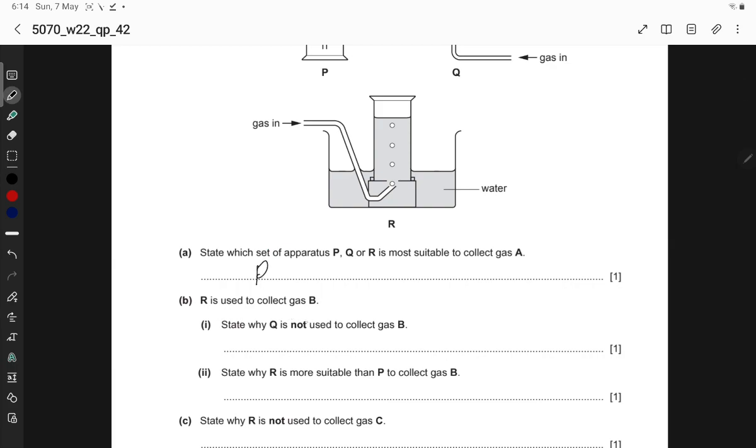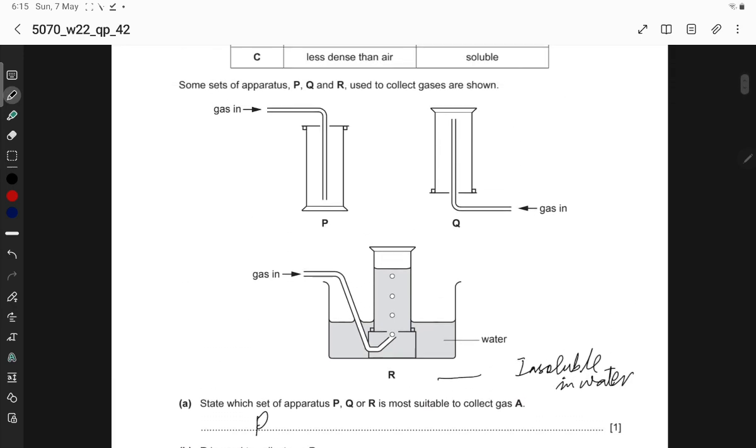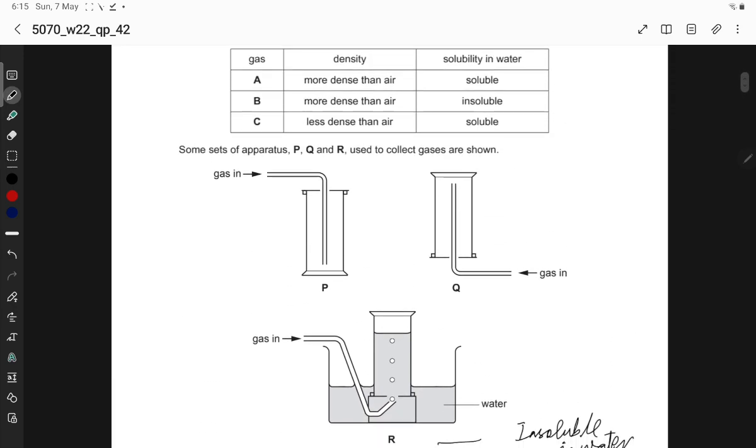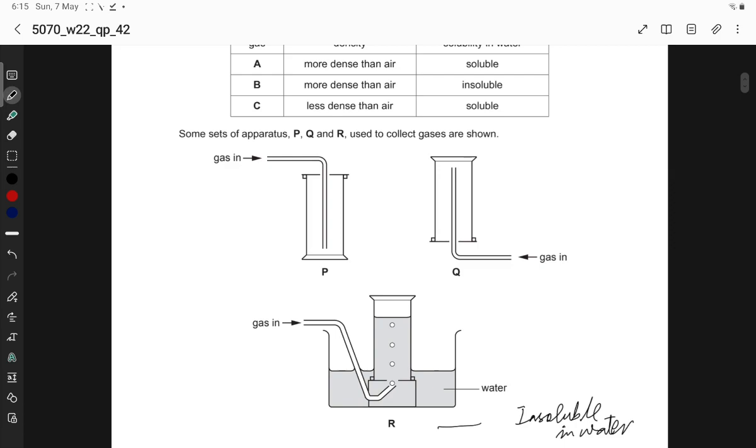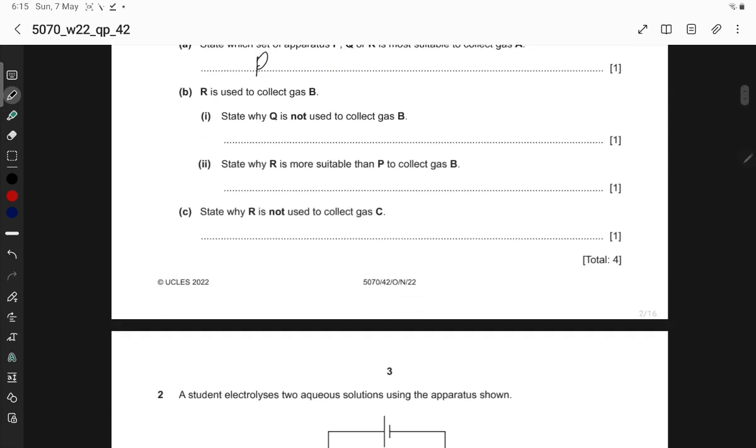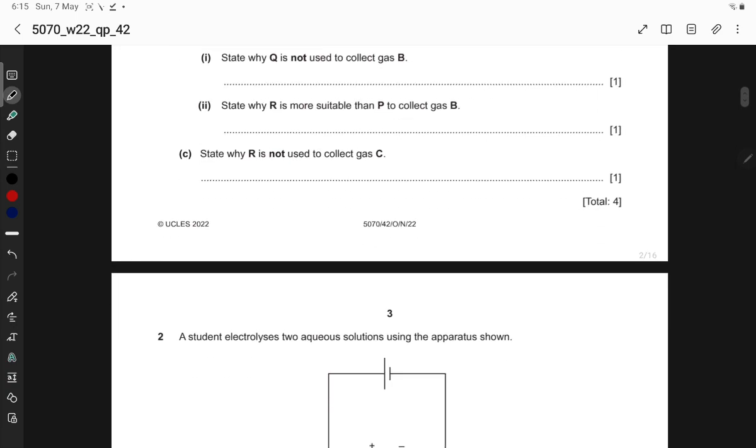R is used to collect gas B. Gas B should be insoluble in water and denser than air. So, B is insoluble in water and denser than air.